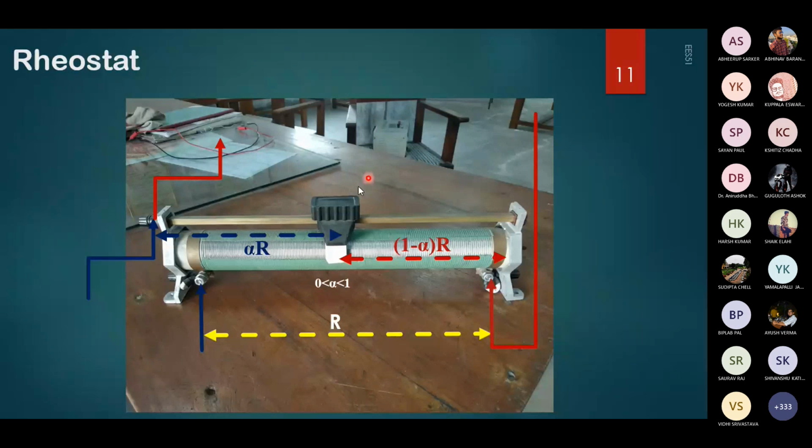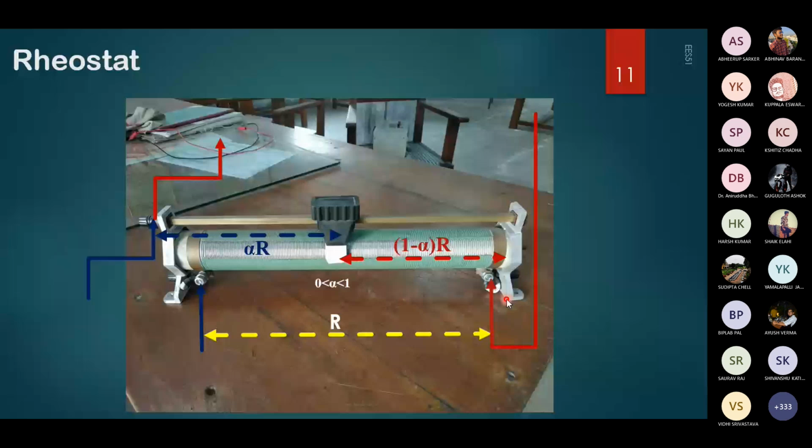Rheostat. Rheostat is for providing or having resistances in our network. First of all, look at these 2 points. These 2 terminals, if you connect one terminal with a wire and this terminal, then the total resistance is shown here. This is the resistance. The whole resistance will come across these 2 terminals.